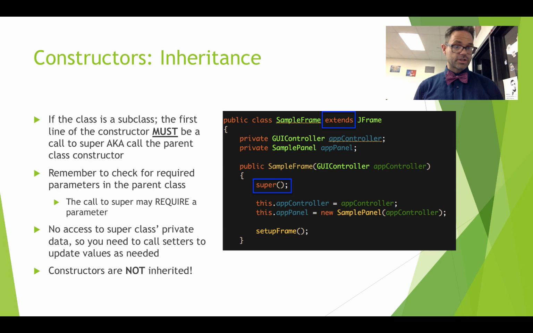Now the JFrame constructor doesn't have any required parameters, so I don't have to pass any parameters inside my constructor call right here. However, many classes in their parent class often do have parameters, so you want to make sure you keep that in mind. When you're using an inheritance relationship, if there are any parameters, you can make sure they're passed appropriately when you call the super as part of your constructor call as well.